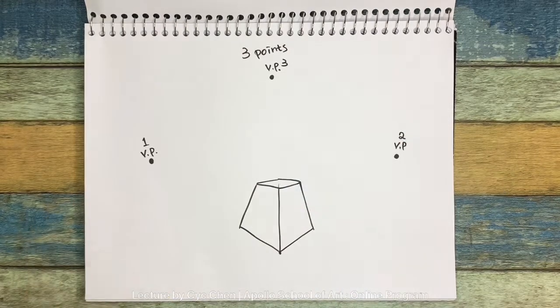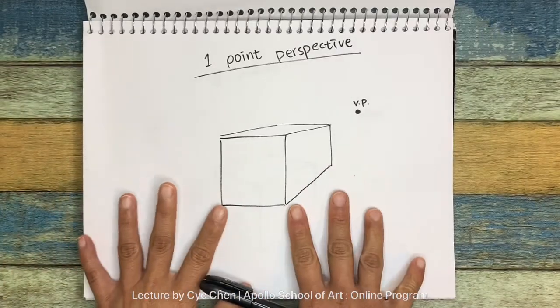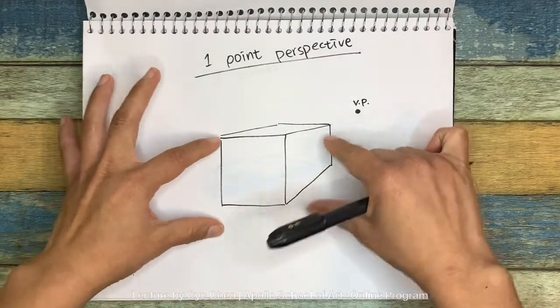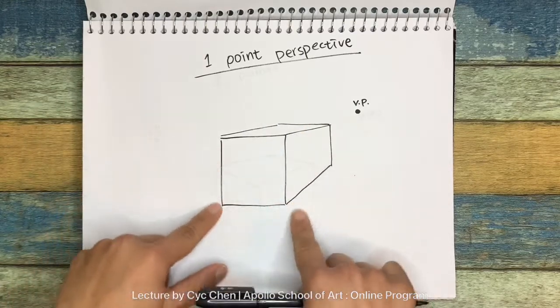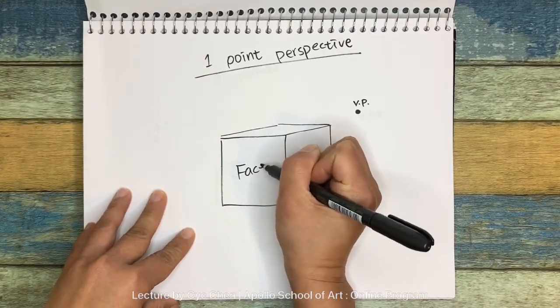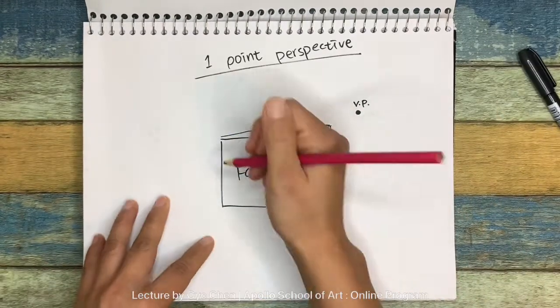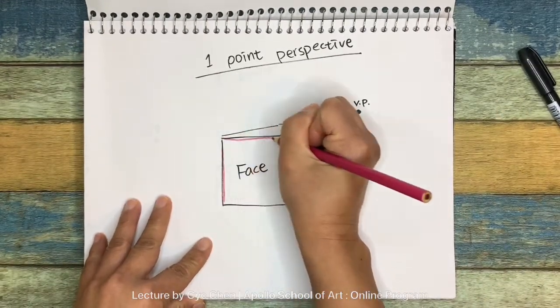So it looks a little bit different, right? So let's see. From the 1 point perspective, the cube looks like, the front one looks like a square, right? So we say that's the face. When we start to do the 1 point perspective, we start with the face.